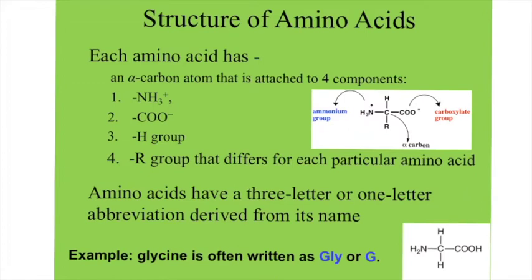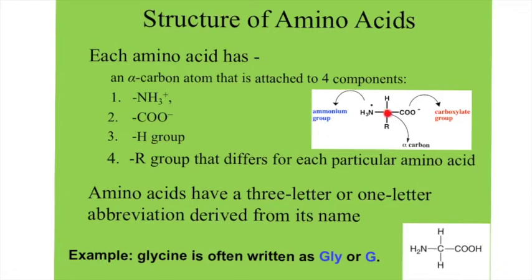As I said, each amino acid has a C alpha carbon. Alpha is just another way of saying carbon number 2. Usually when we're counting, the carboxyl group gets priority, so this will be carbon 1, and then the first carbon after the carboxyl group would be the alpha carbon. The second would be beta, the third would be gamma. So alpha is just a way to number your carbon chain.